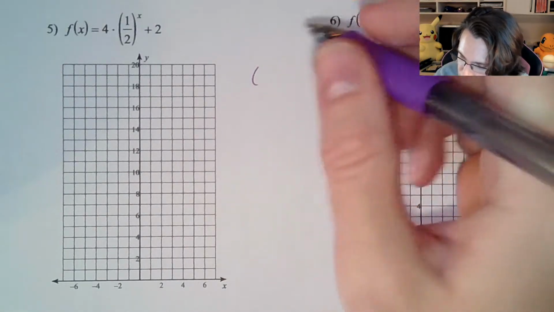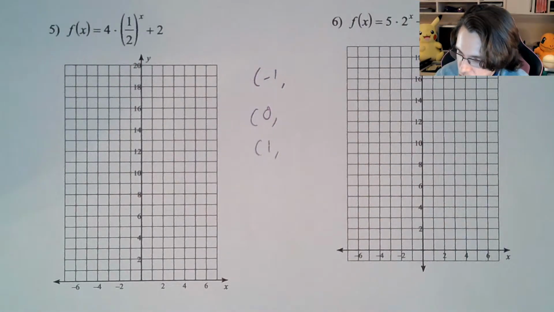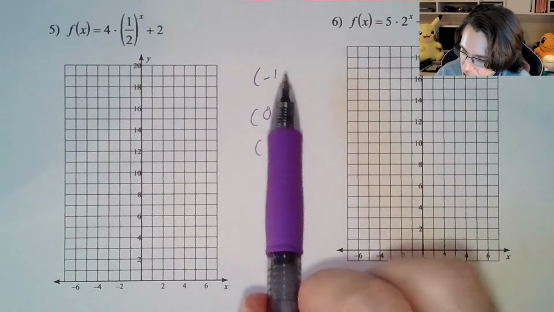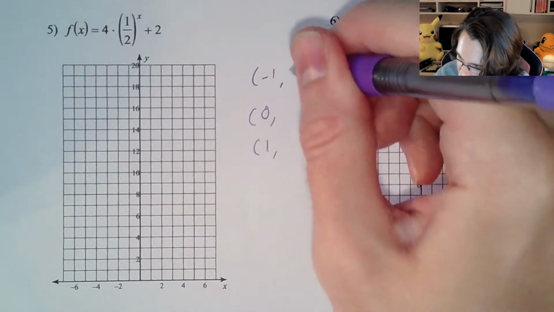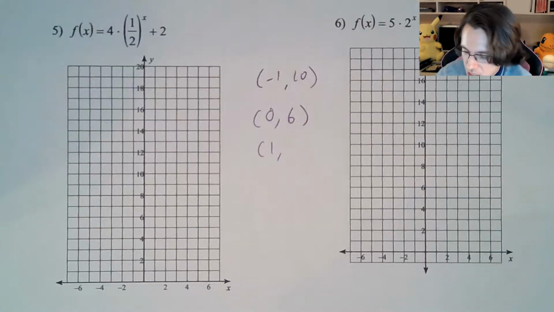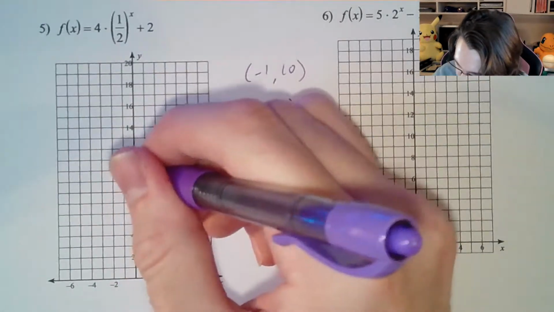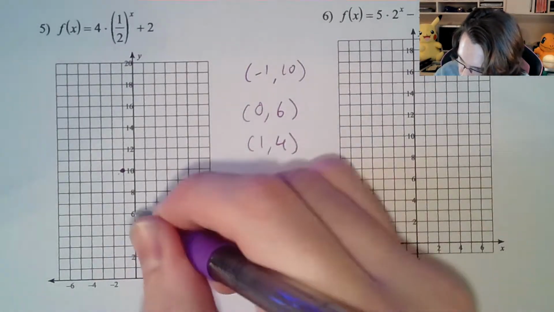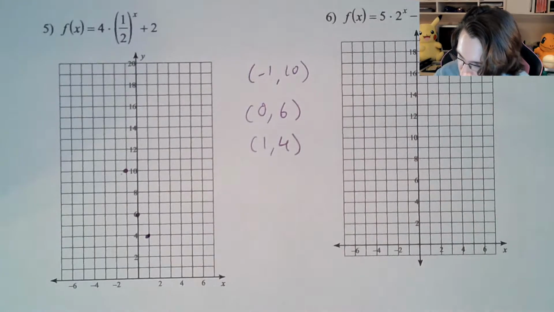So we're going to be plugging in the same values, the -1, the 0, and the 1. That doesn't change at all. And when you plug in -1 into this one, it looks like we're going to get 10. When you plug in 0 into this one, you get 6. And when you plug in 1 into this one, you get 4. So we have -1, 10, 0, 6, and 1, 4.